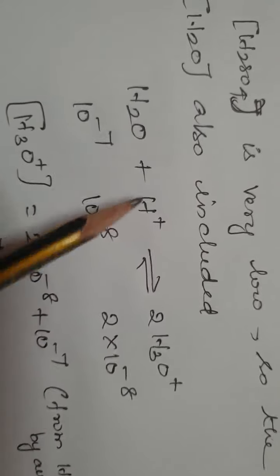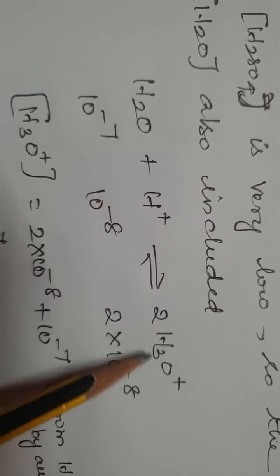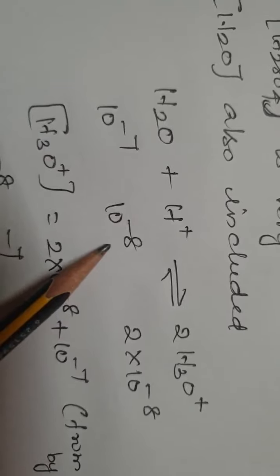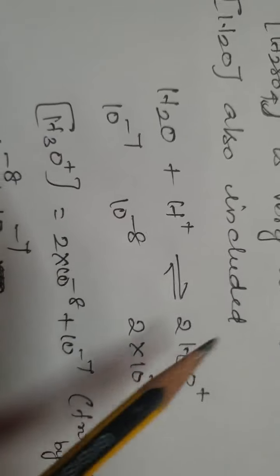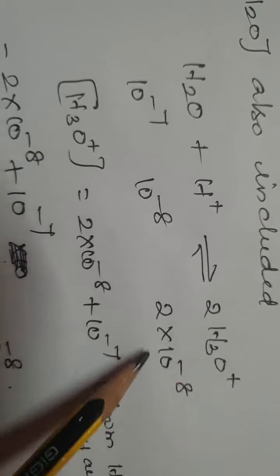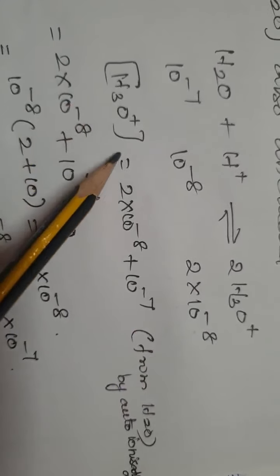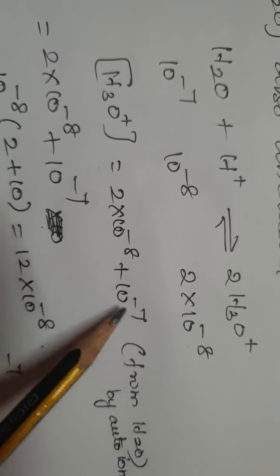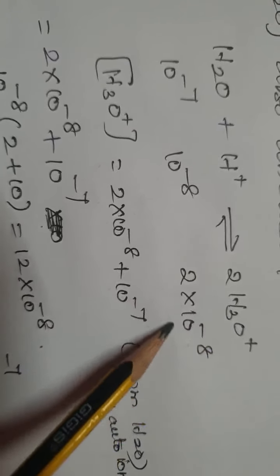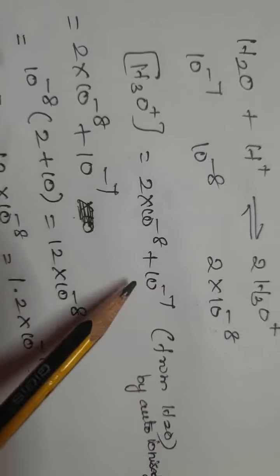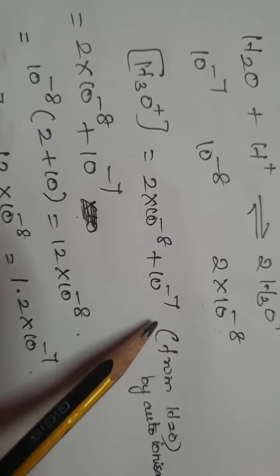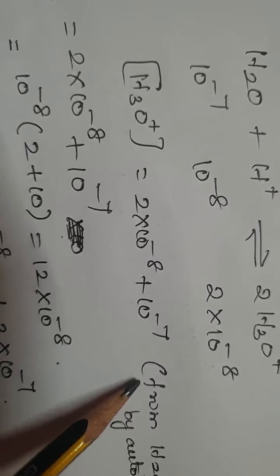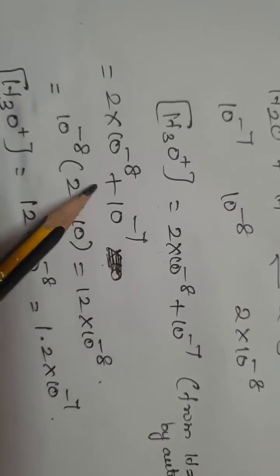So for water, H+ is reacting with water to form hydronium ion. Here water is having the pH value 10^-7, and the H+ concentration is 10^-8, as given in the problem. So here 2 H+ means 2 into 10^-8. Hydronium ion concentration can be calculated along with water, meaning 2 into 10^-8 plus 10^-7, because this concentration is less than 10^-6. So we have to add 10^-7, the concentration from water by auto-ionization. In any water, auto-ionization is always taking place. So by adding these two we can get the value.